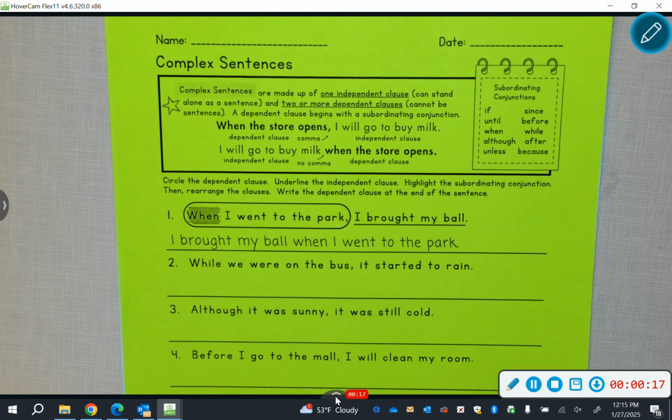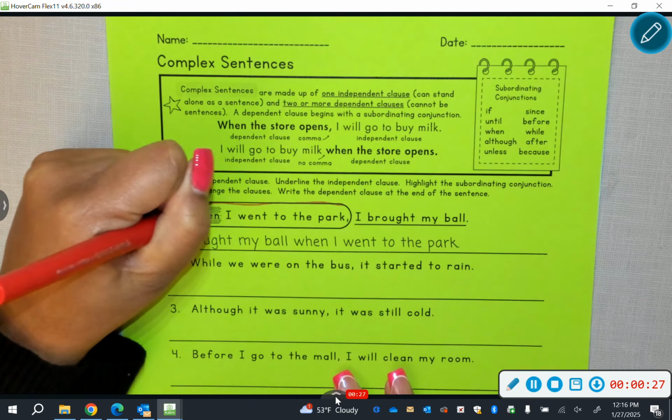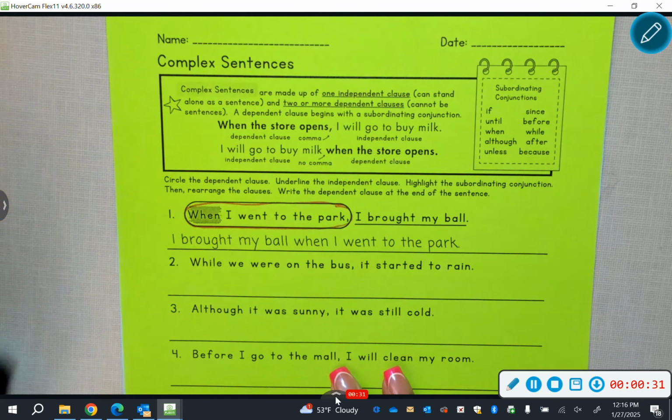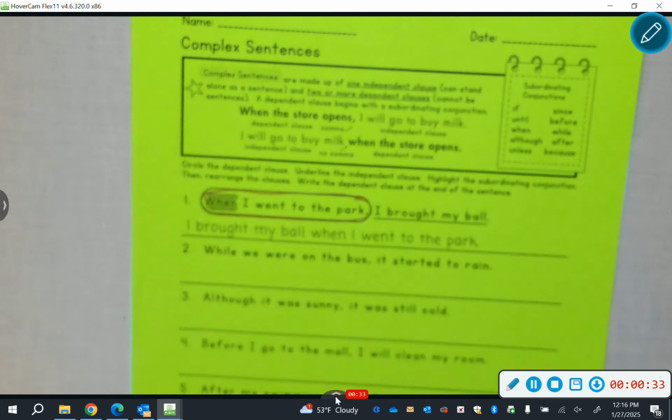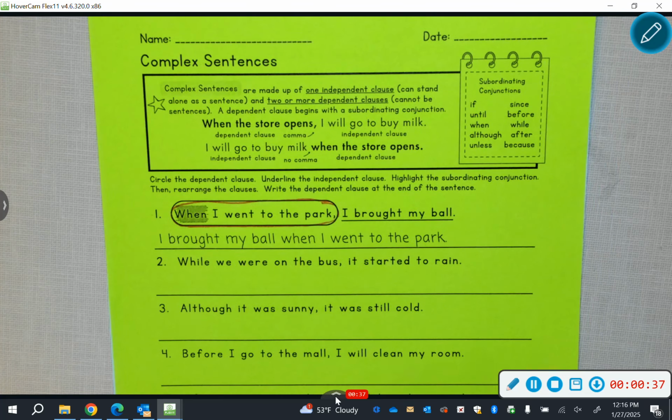The directions say that you are going to circle the dependent clause and underline the independent clause. So if you have a red pen or a red color pencil, you can do that. If not, just use your pencil. The dependent clause is going to be in red, and then we're going to underline the independent clause in green. And here's the example.